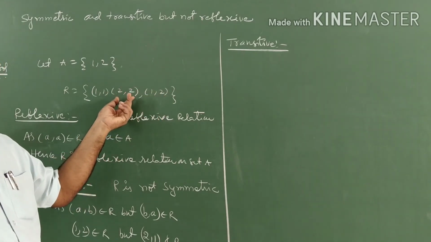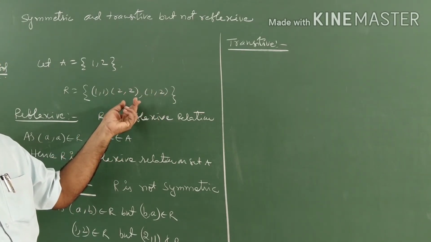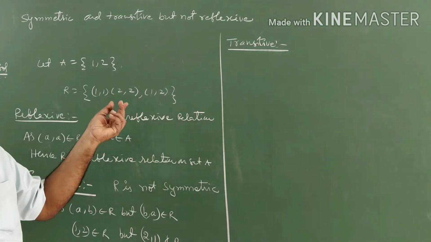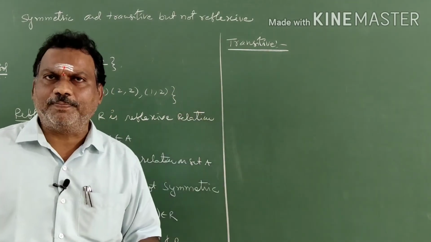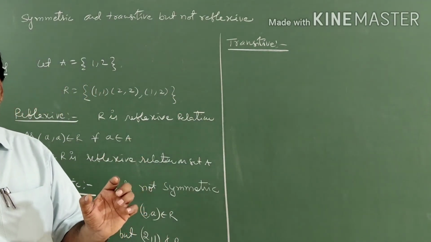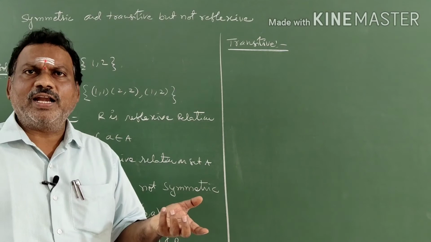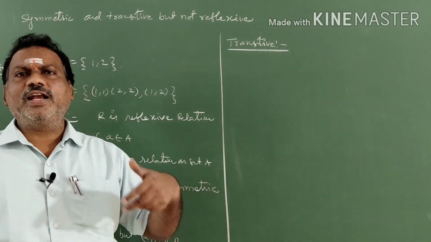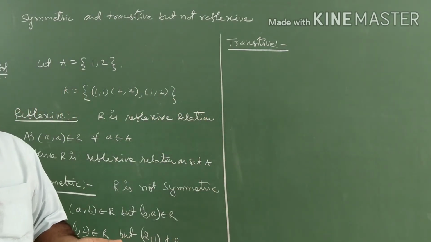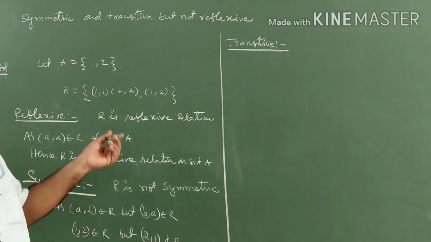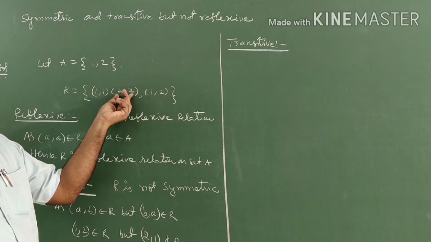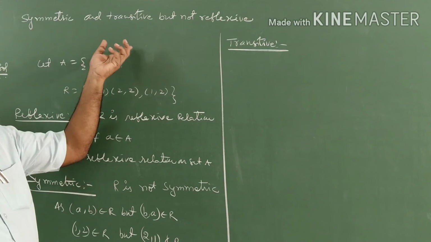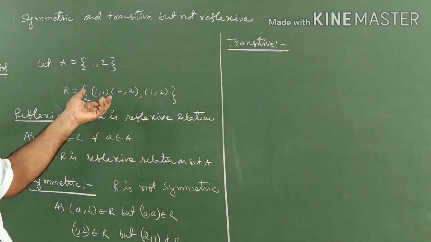But (2,2) will be there. (2,2) is there. I told you, if reflexive, transitive is satisfied. If AB and BA are possible, then only AC. Here only AB is possible, BA is not possible, BC is not possible, so there is no need to explain about AC. Is it clear? That's why only one ordered pair will be present, AB. There is no BC, so there is no need to discuss AC. Obviously it is already a transitive relation. So R is transitive.